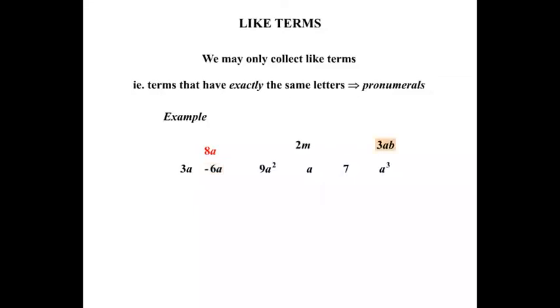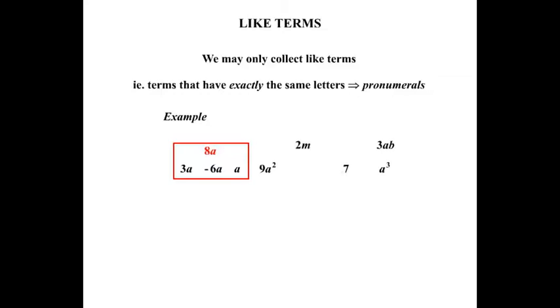across. The 3ab, well, there's a b involved, so it's not exactly the same. The 9a squared, well again, there is an a but it's being squared, so it's not quite the same. Just quite simple a, yes, we can say that is a like term to 8a, so we'll bring that across. The 7 doesn't have a letter at all, so we can forget that. And the a cubed, well, similar to when its a was being squared, it's going to be different from just having a singular a. So there are our group of like terms there.